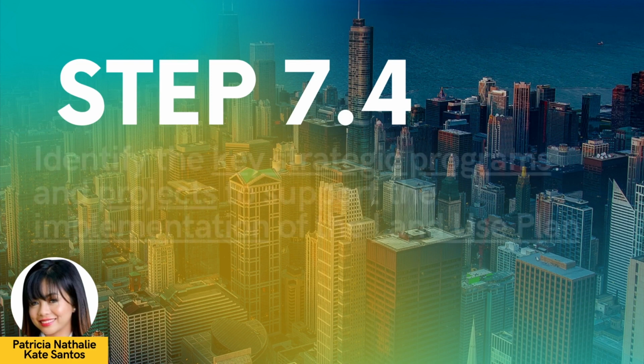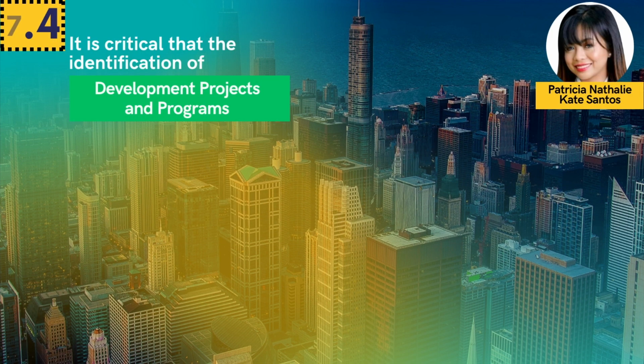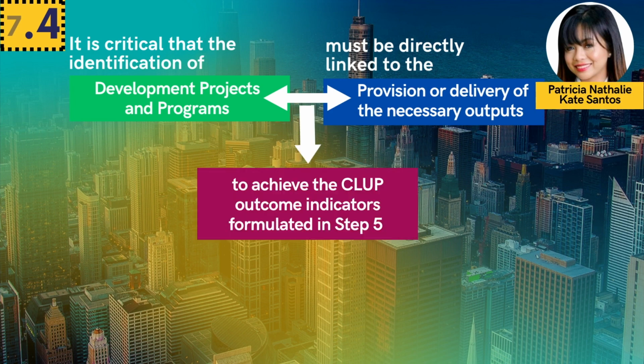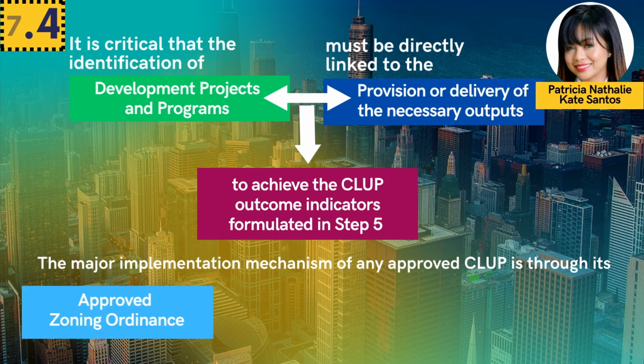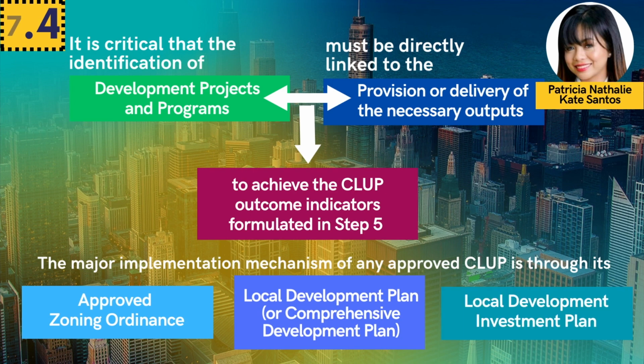7.4. Identify key strategic programs and projects that will support the implementation of the land use plan. It is critical that the identification of development projects and programs must be directly linked to the provision or delivery of the necessary output to achieve the CLUP outcome indicators formulated in Step 7. So the major implementation mechanism of any approved CLUP is through its approved zoning ordinance and local development plan, or the Comprehensive Development Plan and Local Development Investment Plan.